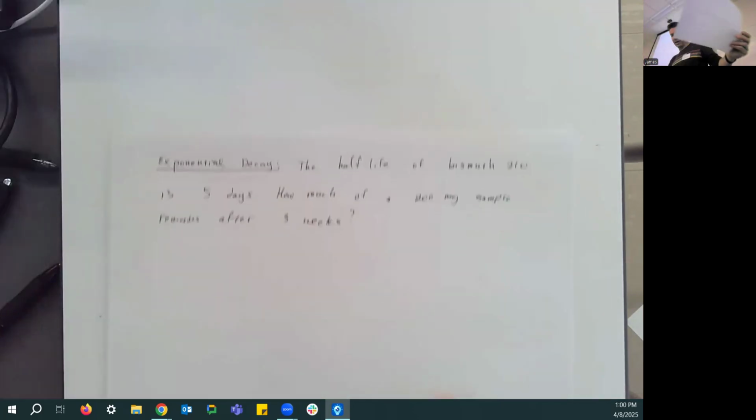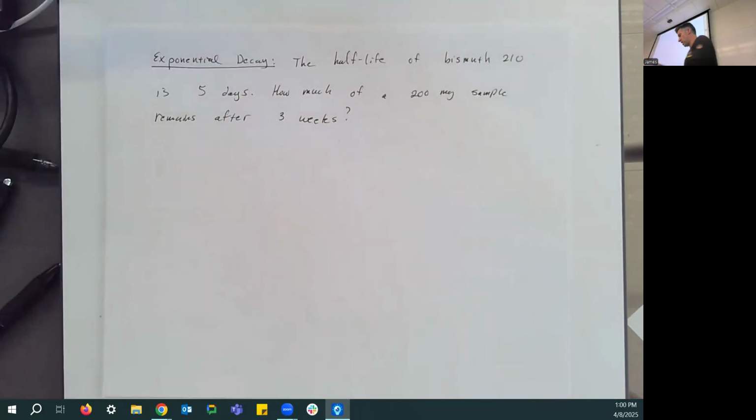And before we answer this the long way, we'll get an idea of what our answer should be. So what does it mean that the half-life is 5 days? It means that, oh yeah, go ahead. Every 5 days, the sample halves in size. Exactly. Right. Yes. So exactly what he said.